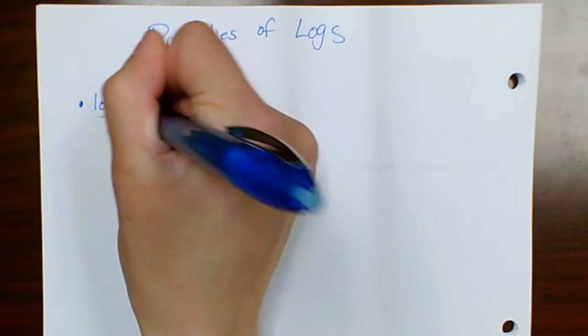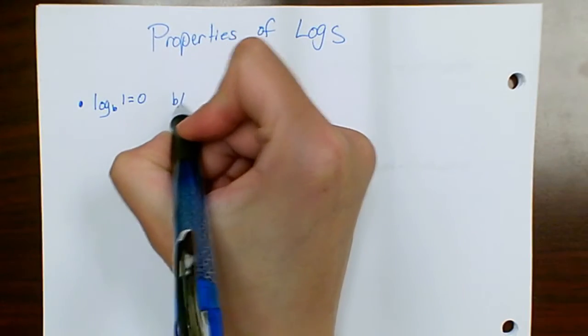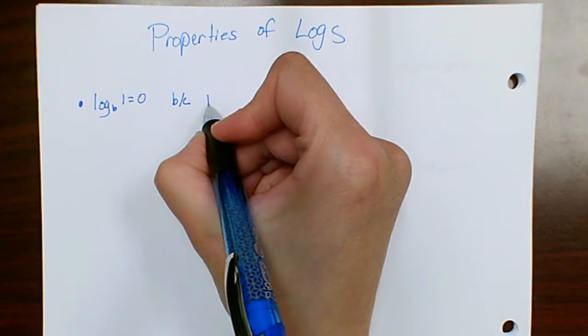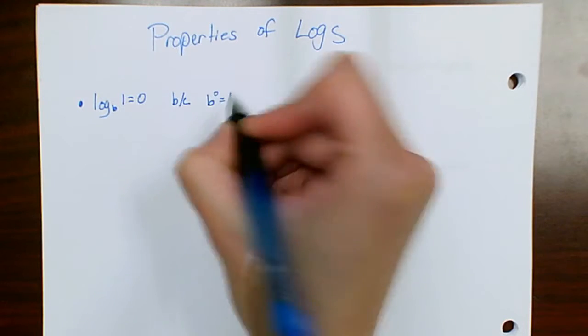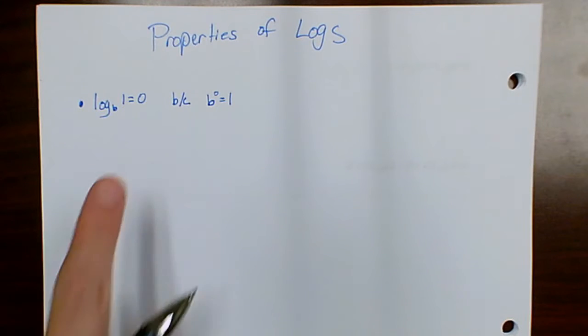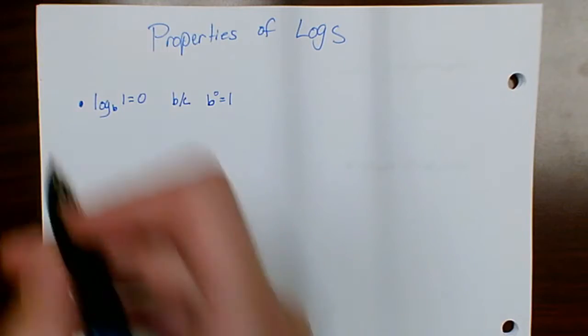So log base b of 1 equals 0. Okay, so if you have a base b, log base b of 1, it's automatically 0, because if you convert this over to an exponent, b to the 0 power equals 1. So it's a no-brainer. Like, we had a property of exponents where you have a 0 for the exponent, well, it's always 1. So this goes by that property of exponents.